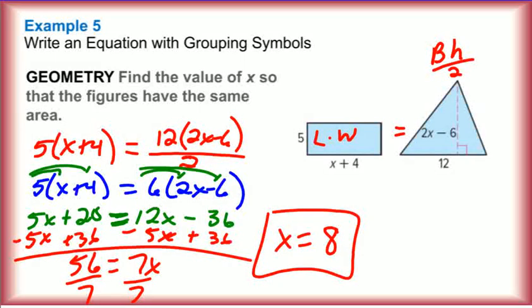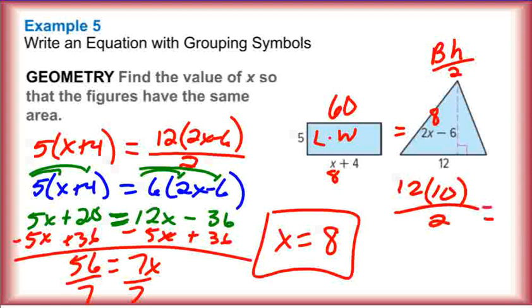x would equal 8. And if I check my work, 8 plus 4 is 12. 12 times 5 is 60. Over here, if I put 8 here, 2 times 8 is 16. 16 minus 6 is 10. So if I do base times height, so base is 12, times 10 gives me 120, divided by 2, which was 60.